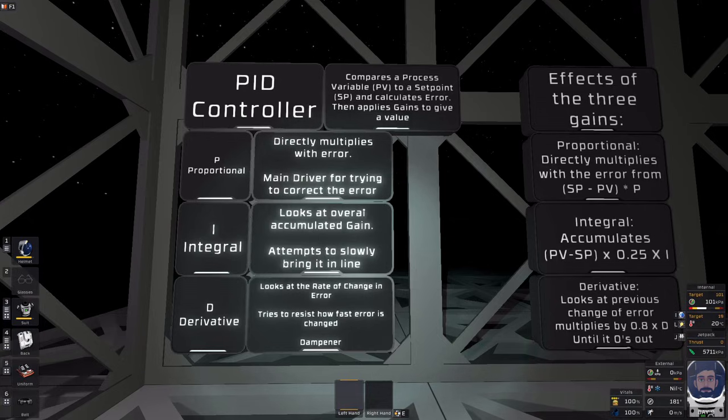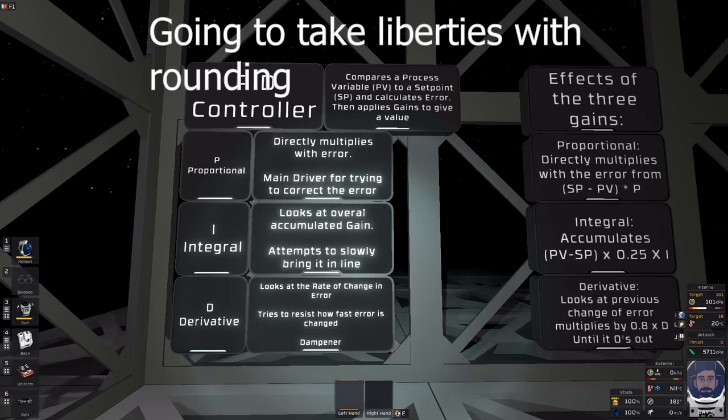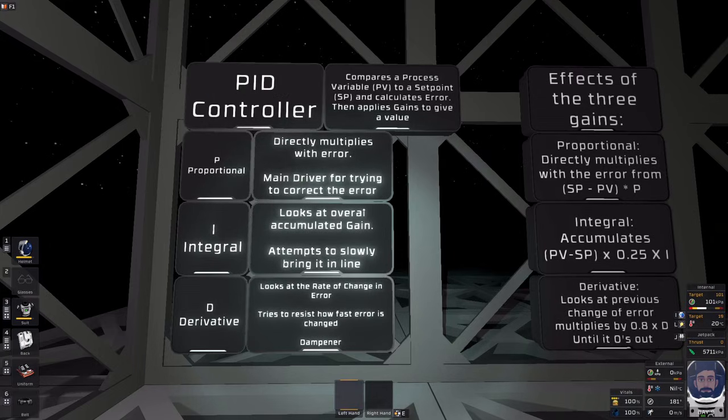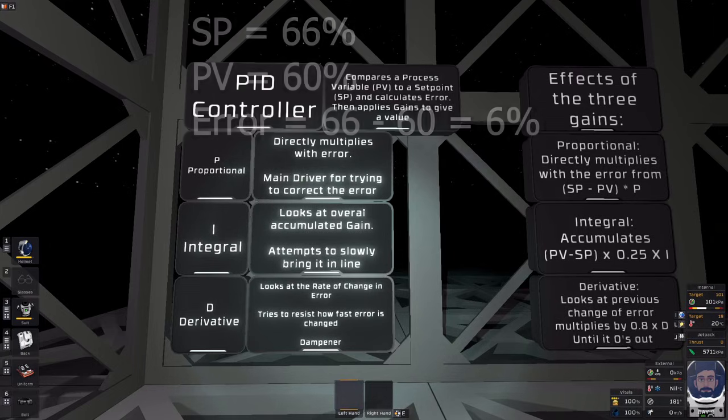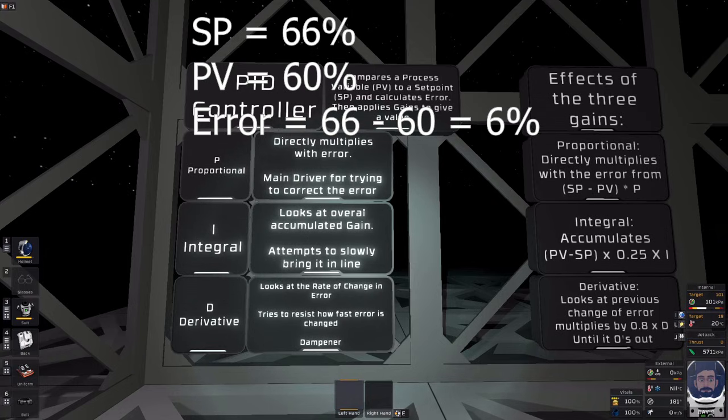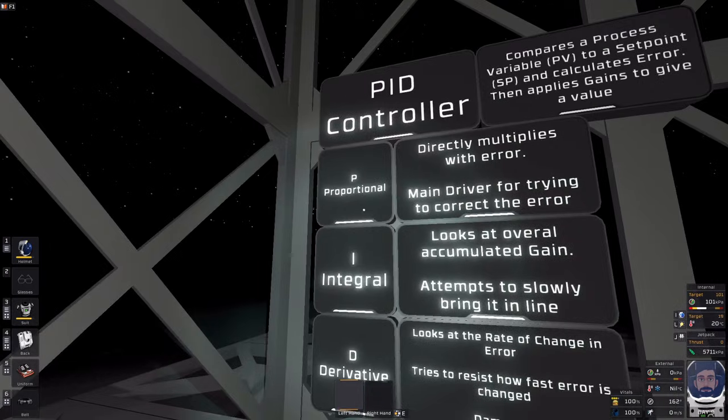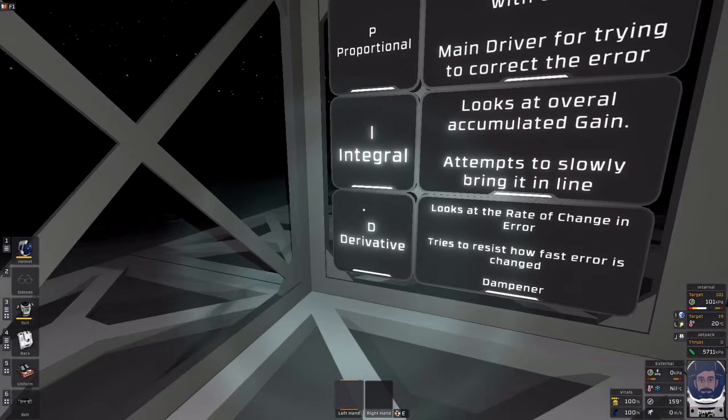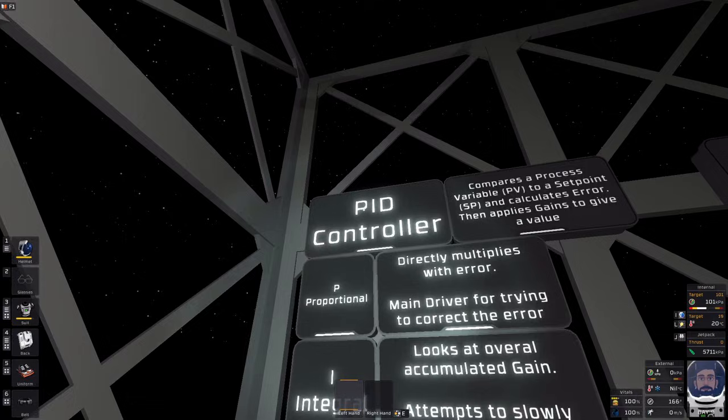Now let's say your pipe analyzer spits out a value and it says it's 60%. Well, now it looks at your 66% and your 60%, and you get an error of 6%. So there you go, your PID controller has an error of 6%. This is where the 3 different gains come in: proportional, integral, and derivative gains. That's why it's called a PID controller.